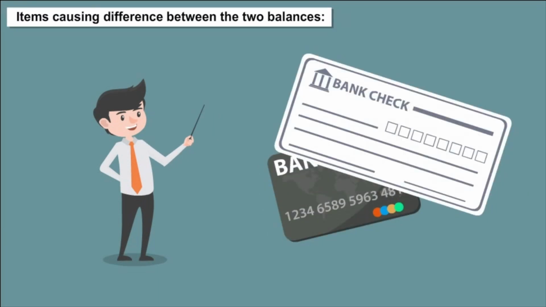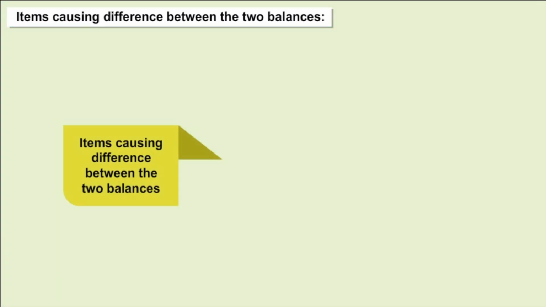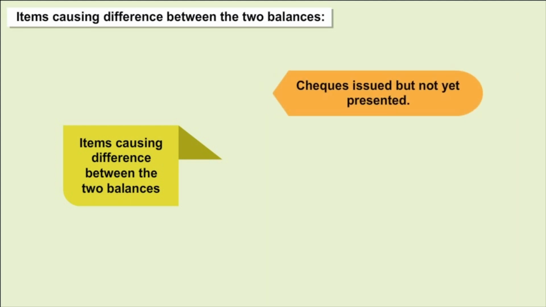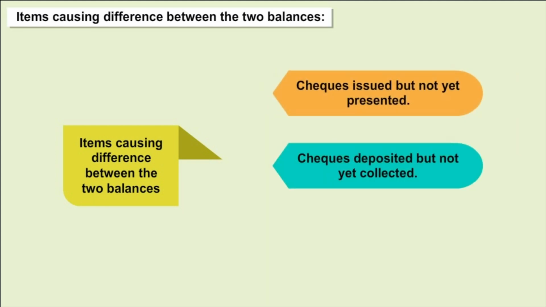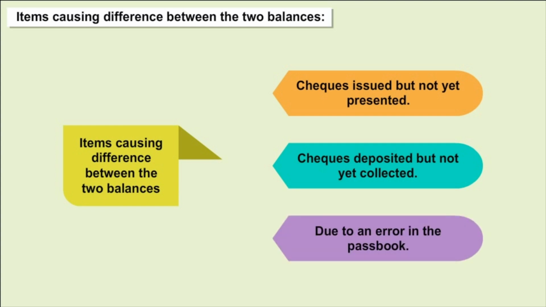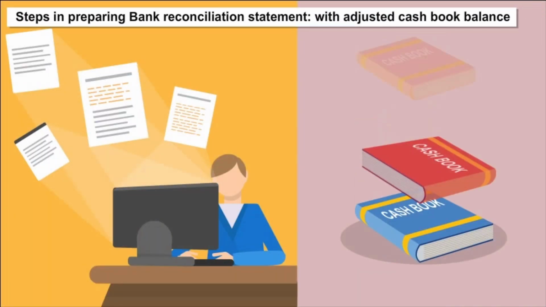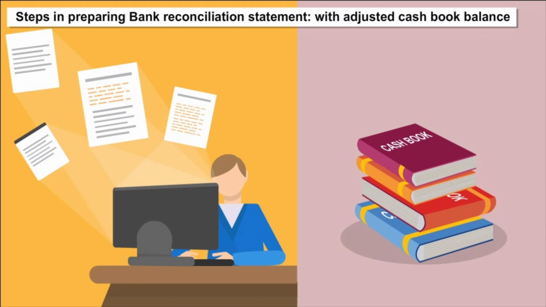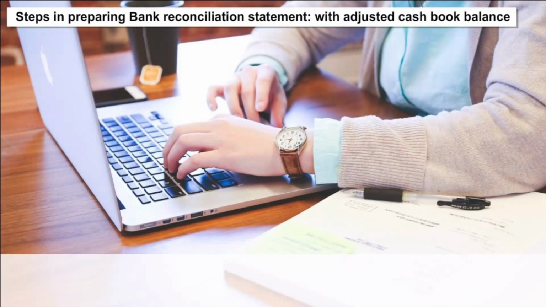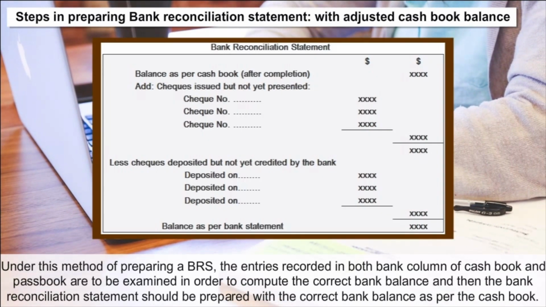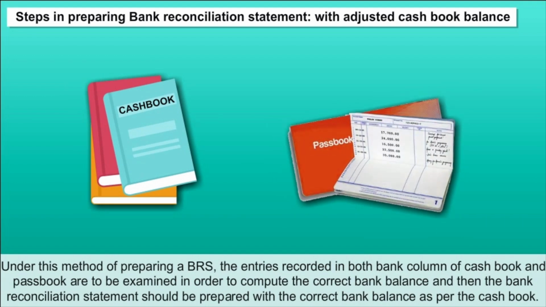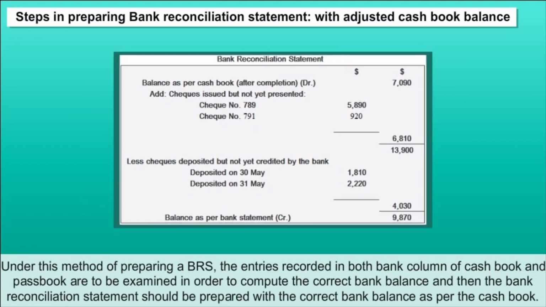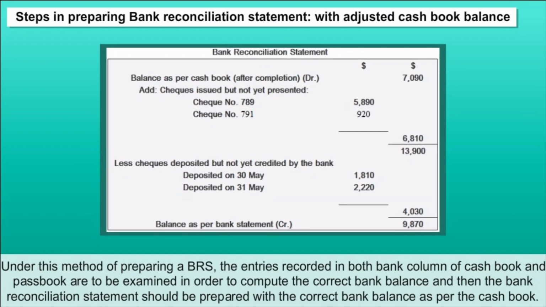Items causing difference between the two balances. These items are checks issued but not yet presented, checks deposited but not yet collected, and errors in the passbook. Steps in preparing bank reconciliation statement with adjusted cash book balance. Under this method of preparing a BRS, the entries recorded in both the bank column of the cash book and the passbook are to be examined in order to compute the correct bank balance, and then the bank reconciliation statement should be prepared with the correct bank balance as per the cash book.